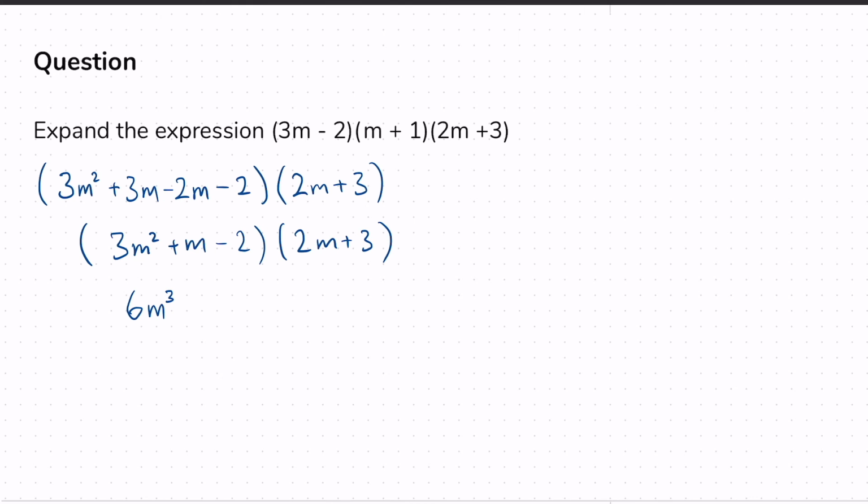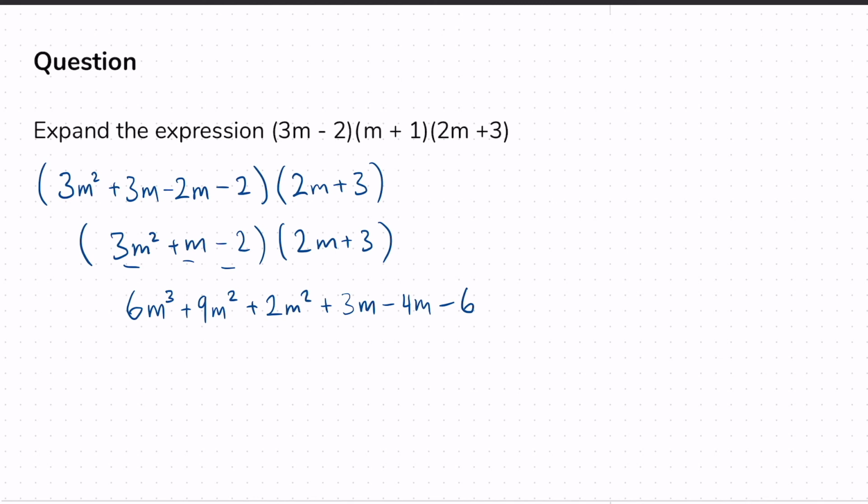3m squared times 3 is 9m squared. Now we've done this term, we move to this term. m times 2m, 2m squared. m times 3 is 3m. Last but not least, minus 2 times 2m is minus 4m, minus 2 times 3 is negative 6.